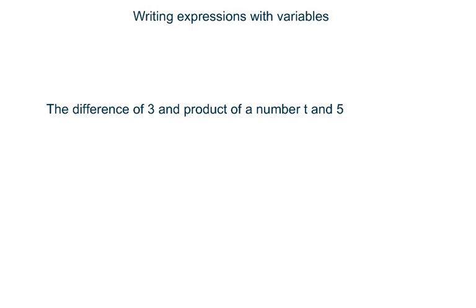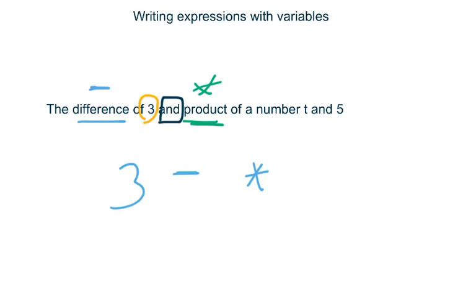So difference, of course, that means minus. Product, of course, that means times. And usually the word and will help you determine where you need to break it apart. So the difference of what? In this case, the difference of 3. So we're going to start with 3, and then we're going to have a difference. So this is where the minus sign comes in. And then product means we're going to multiply. So after the minus sign, we're going to have a multiplication on this side. And we're going to multiply two things, and that being a number t and the number 5.